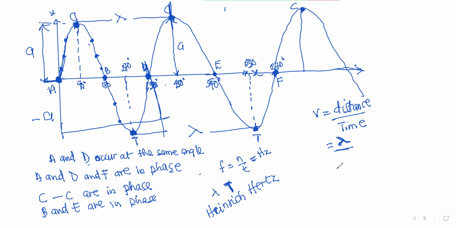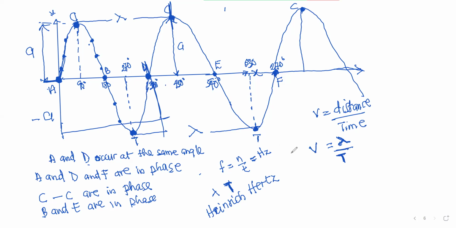So what time will be taken to make one full cycle of a wave? It is the period, which is capital T. The time taken to make a complete cycle of a wave is equal to capital T, the period.